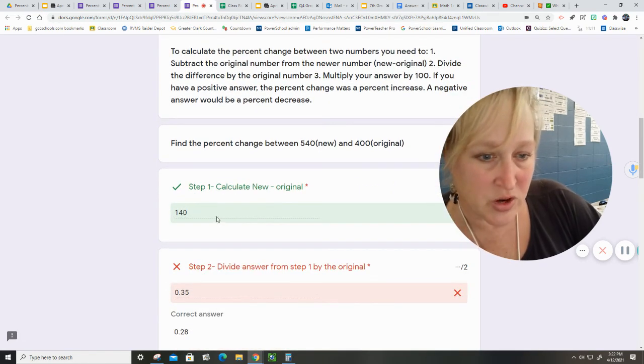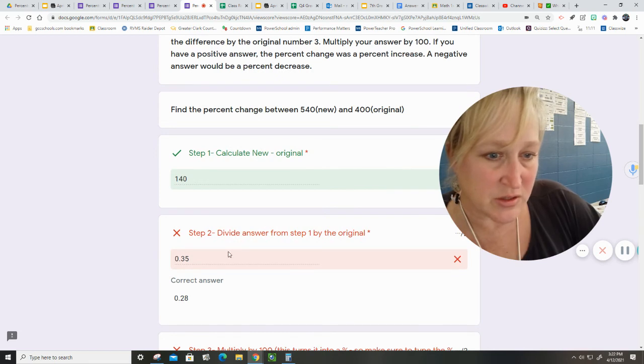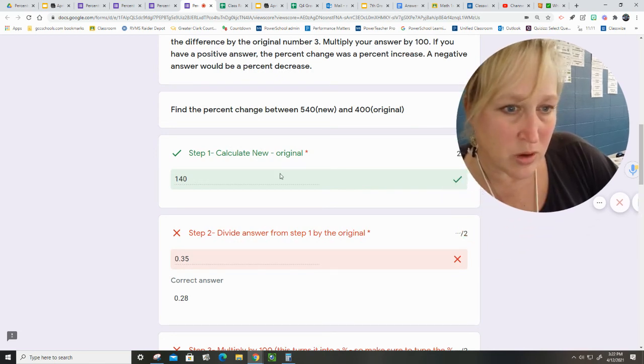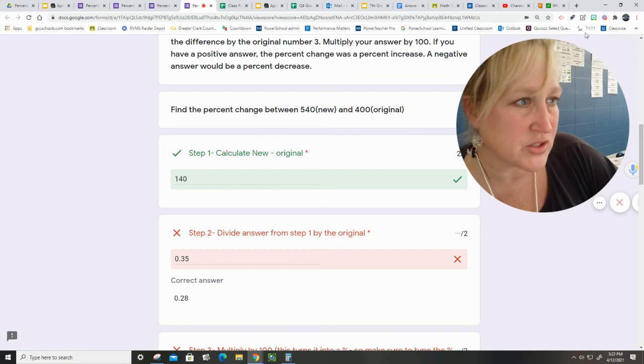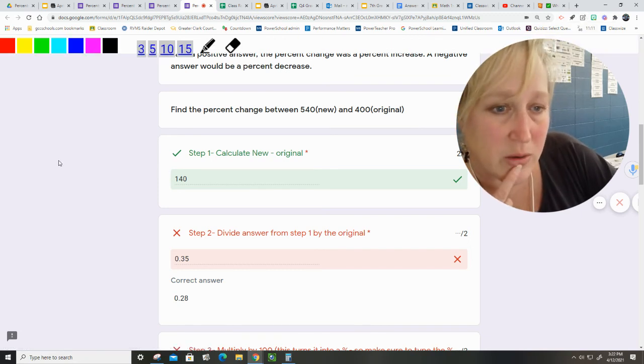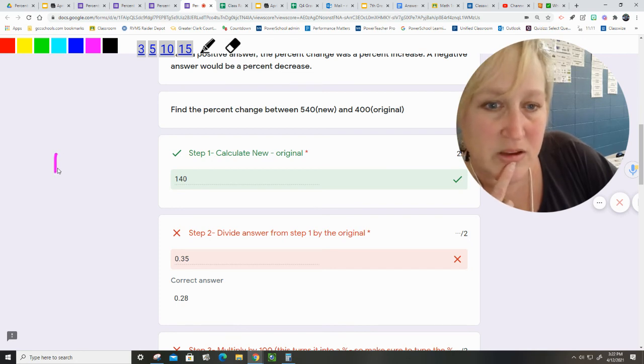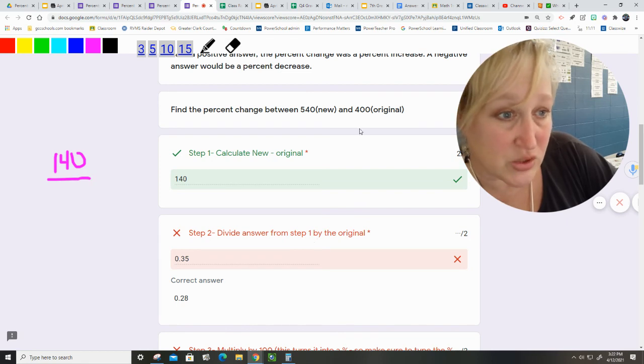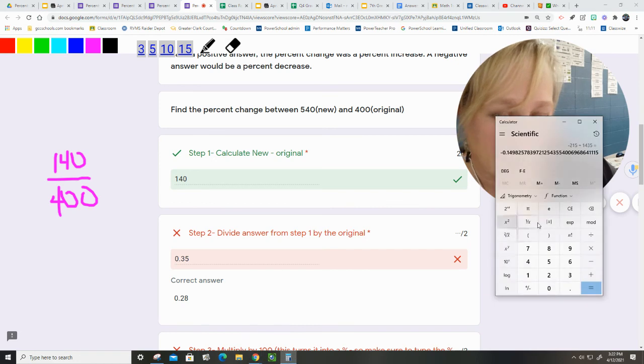So this one was correct. Let's see why this is wrong. So I should do new divided by original. Let's figure out where I went wrong. And if you were watching this and you caught it when I did it, send me an email. You'll be getting some extra credit. 140 divided by the original. The original is 400. Okay, so 140, whoops, clear. 140 divided by 400 equals 0.35. So my answer is correct.